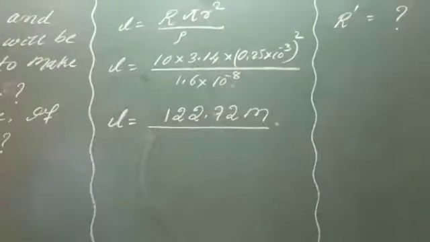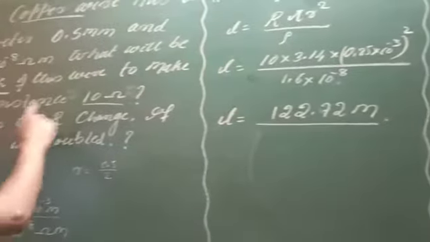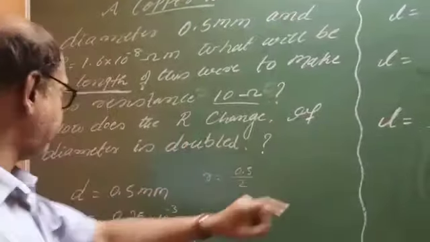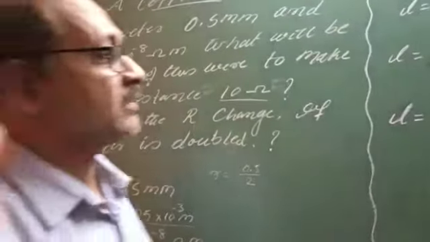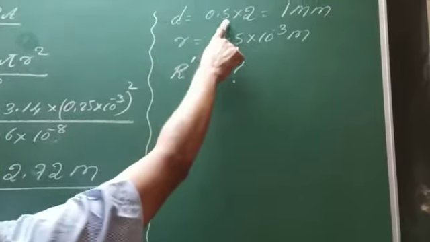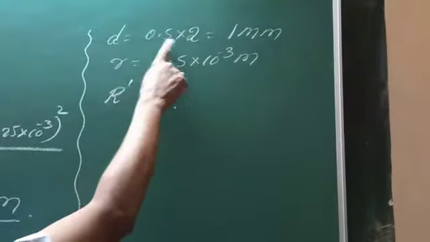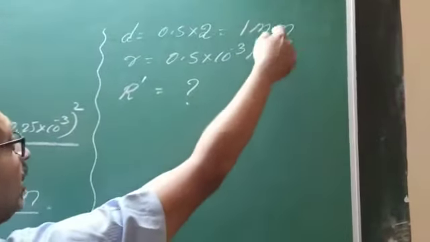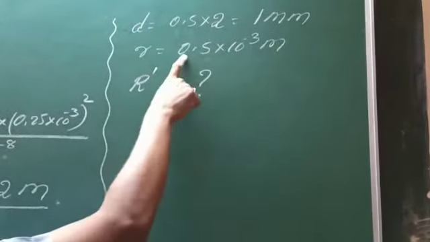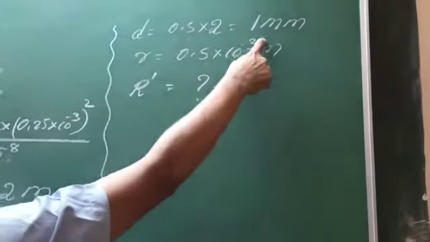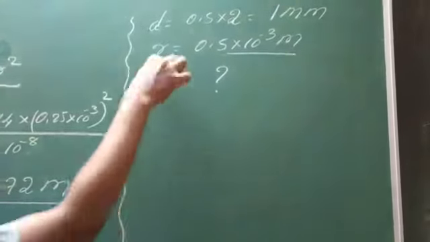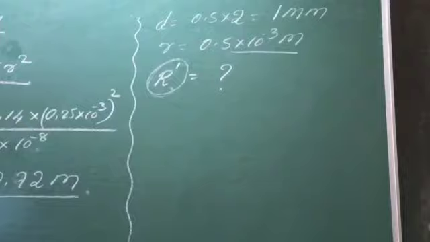Now the second part of the question is like this: how does the resistance change if the diameter is doubled? Let us consider that I double the diameter. The first diameter is 0.5, and doubling that, 2 into 0.5 is 1 millimeter. 1 millimeter divided by 2, once again I am getting 0.5, that is 0.5 into 10 to the power of minus 3 meter. I am just converting this. So I want a new wire resistance, that is why I call it R dash.